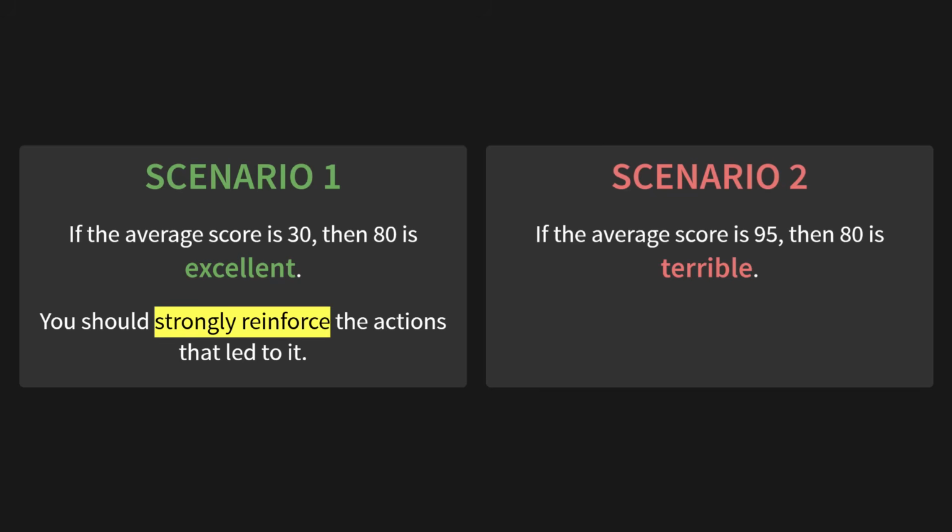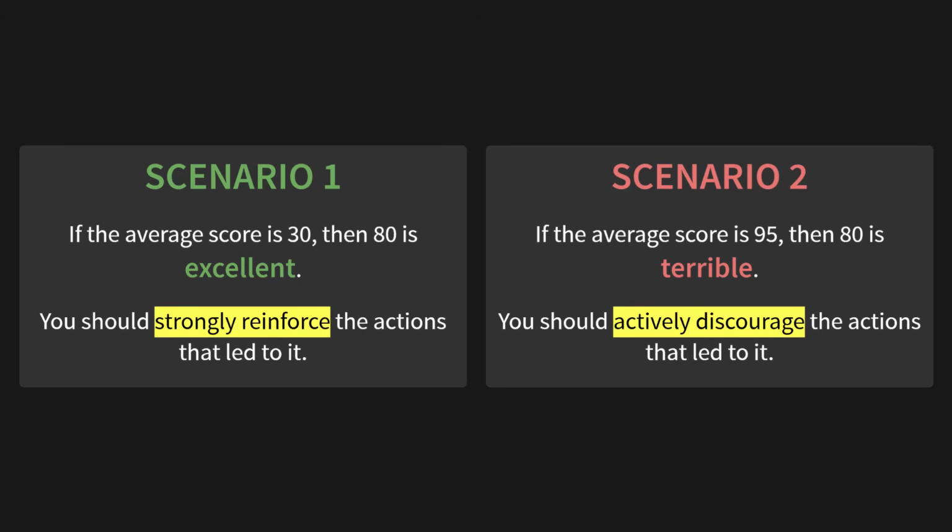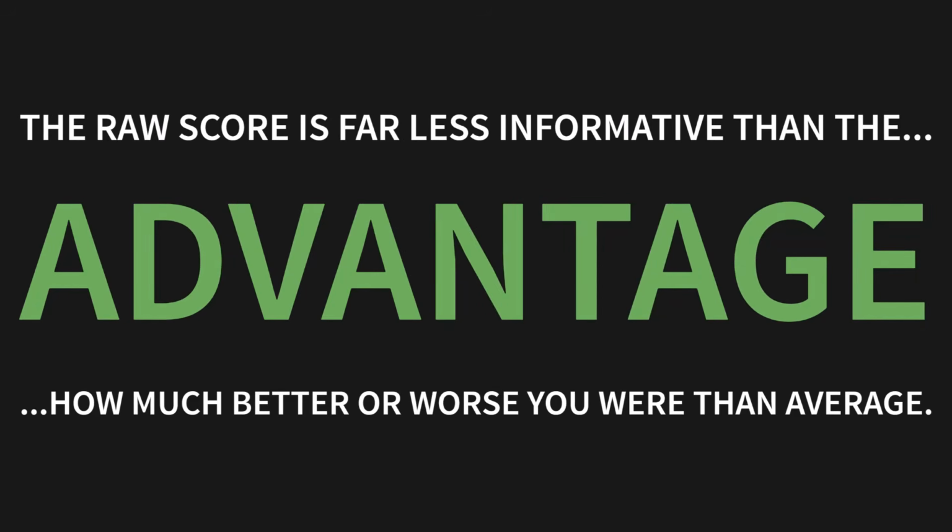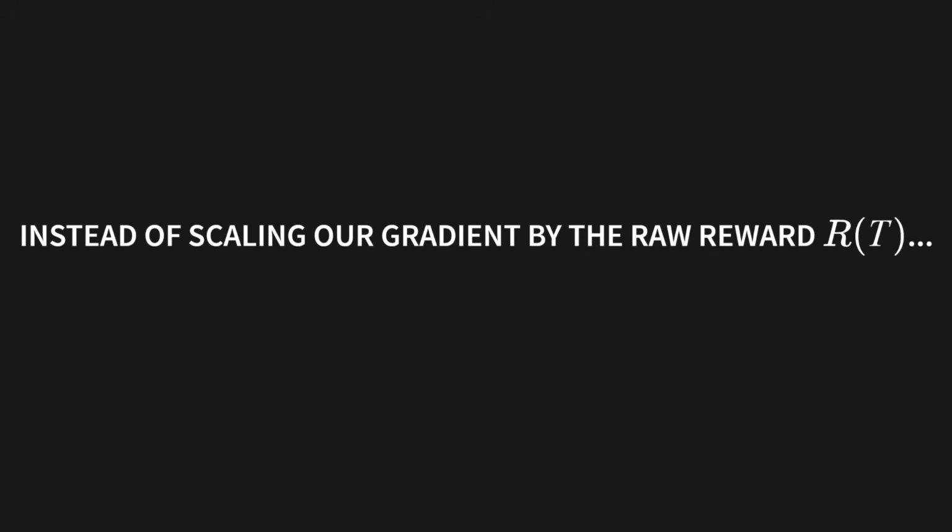But now, scenario 2. What if the average score is 95? In that case, your score of 80 is terrible. You should actively discourage the actions that led to it. You see, the raw score is far less informative than the advantage: how much better or worse you were than average. That is the signal we need.